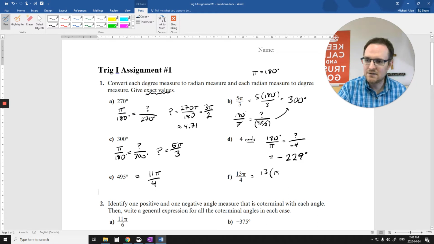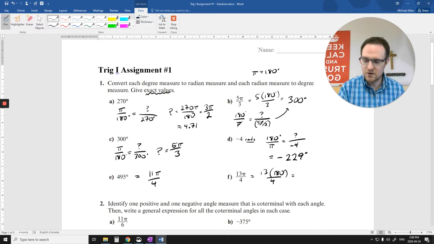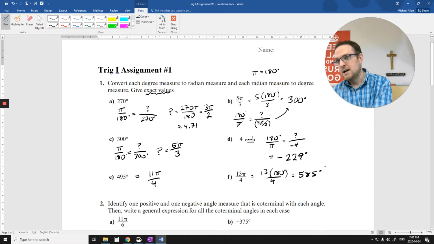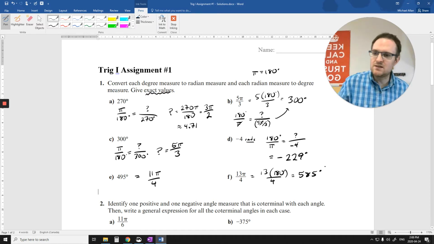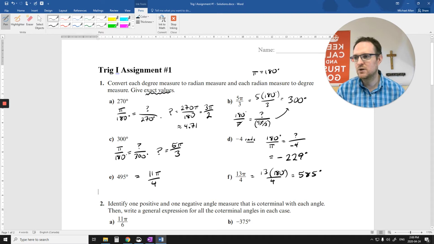There is a pi here, so I'll just replace the pi. And 13 times 180 divided by 4 is 585. Yeah, I'm starting to go insane. All right, so 585. Looking pretty good.